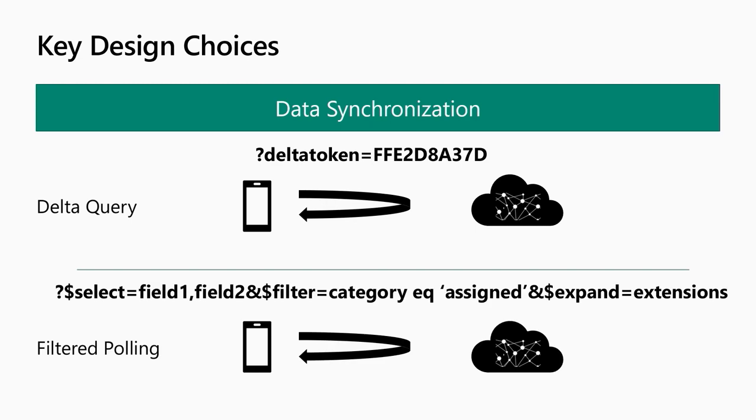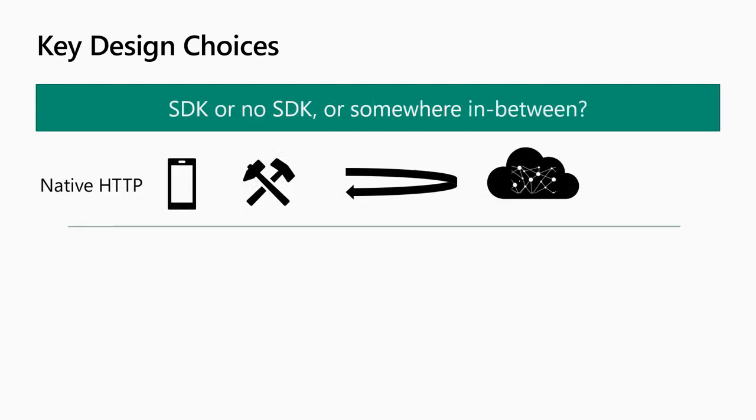So you've got two different options there in keeping data up to date. This is a controversial topic, and one very close to my heart as I am the PM on the Graph SDKs. Some people just don't want to use an SDK. They're like, no, I know how to make HTTP calls, it's fine. I don't want to have to go off and learn your new library.